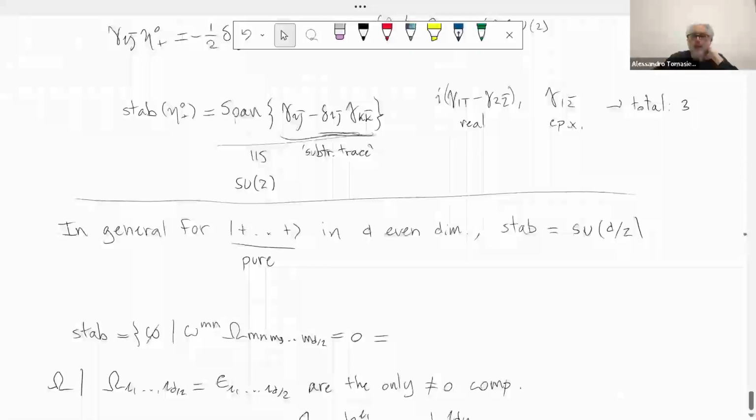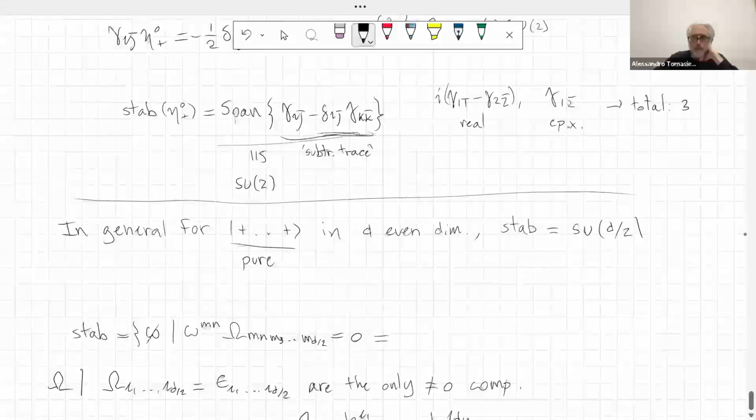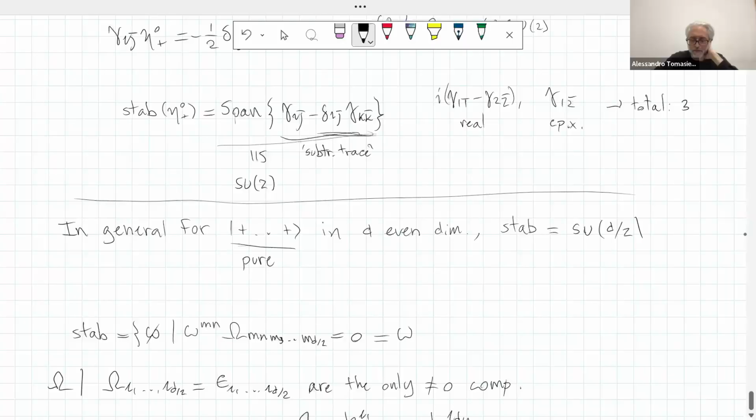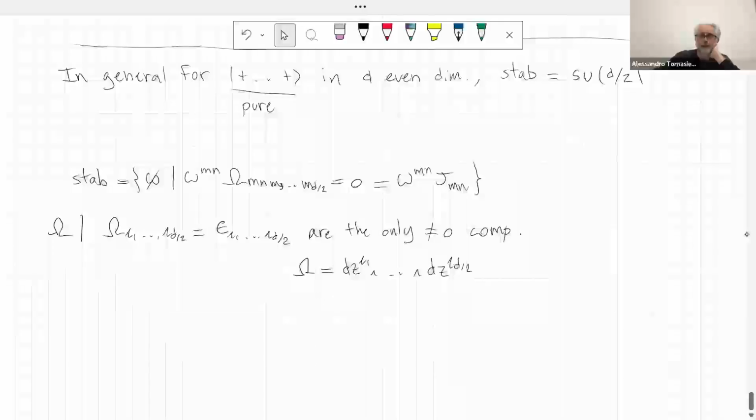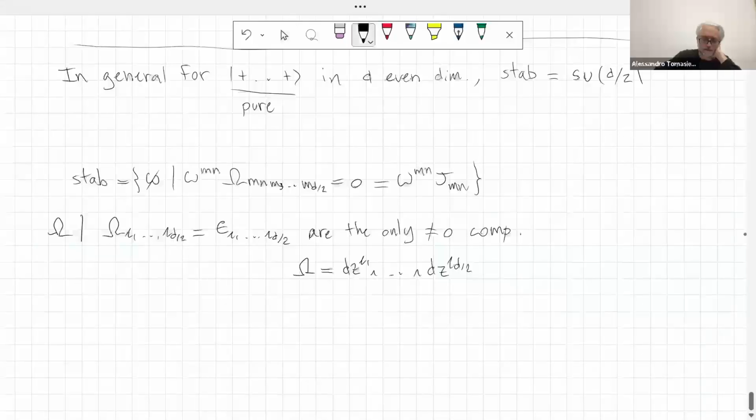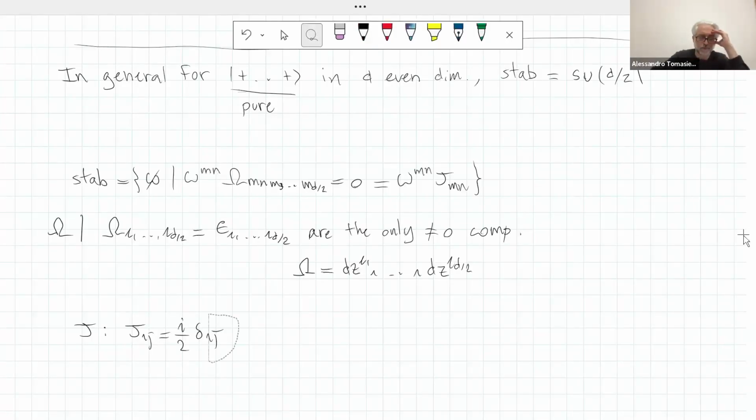Now, in general, we saw that there's another condition, and this can be written as follows, where now J is defined as this. Sorry, to put a minus sign.